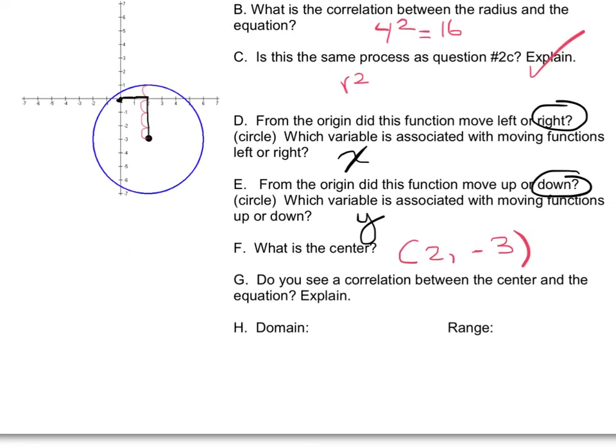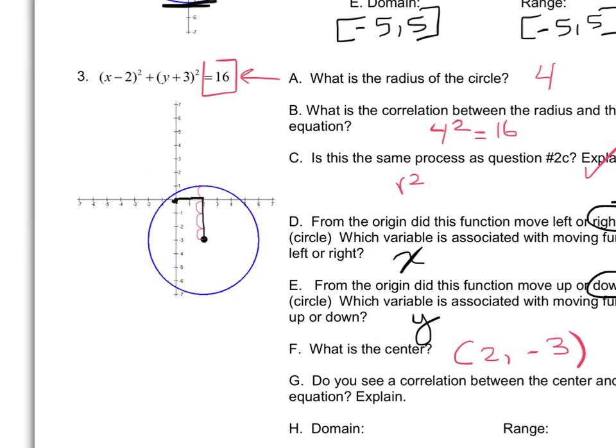Do you see a correlation between the center and the equation? So let's see. I'm going to write the center over here, and I'm going to compare it to the equation to see. So 2, it's -2 inside, and -3, it's +3 inside.